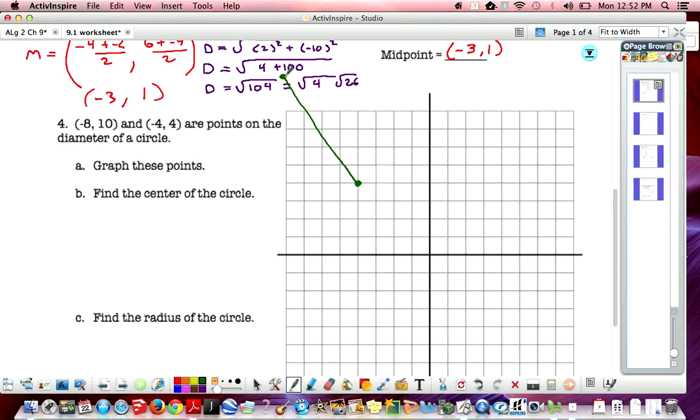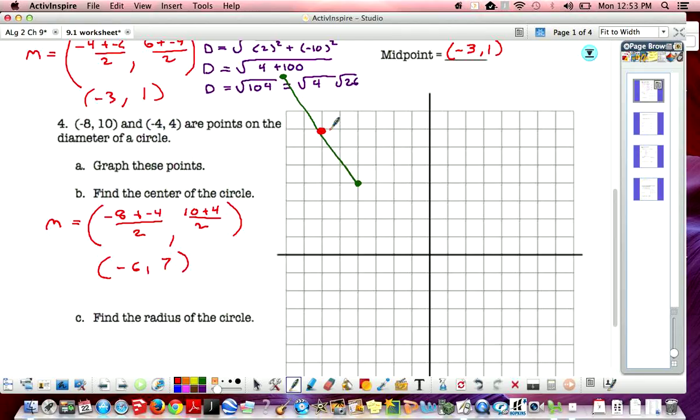So first of all, it asks you to find the center of the circle. Well, that's just going to be our midpoint. So I'm just going to add the x's together. So negative 8 plus negative 4 divided by 2, and then 10 plus 4 divided by 2. So I get negative 12 divided by 2 is negative 6, and 14 divided by 2 is 7. So our midpoint is actually at negative 6, 7. So there's our midpoint right there. So my line wasn't quite perfectly straight.